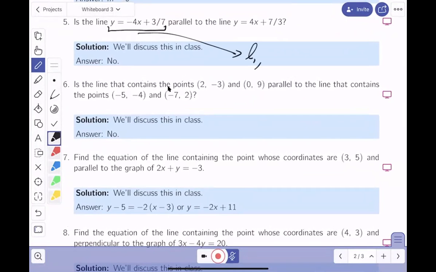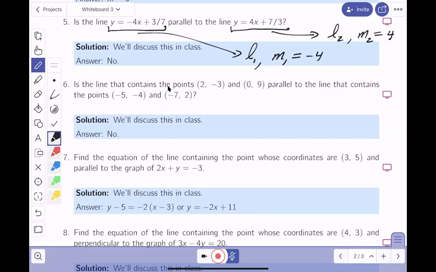Line 1. What's the slope of line 1? It's going to be minus 4. I'm going to call this line 2. And what's its slope? Well, I'm going to call it M2. Well, just by inspection, this is y equals mx plus b. It's 4.